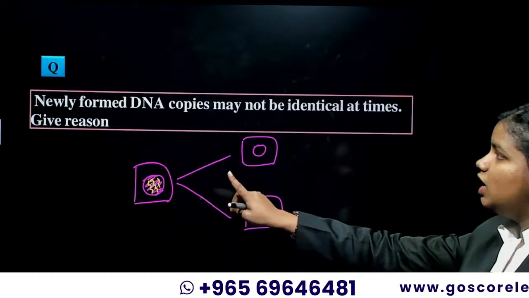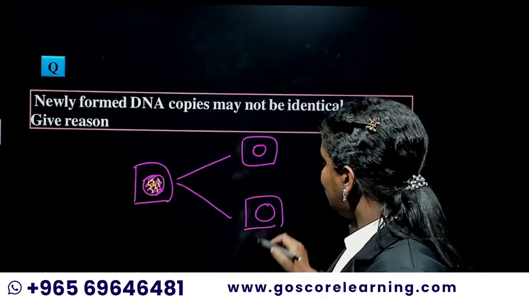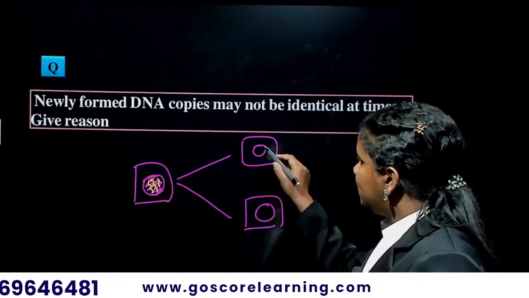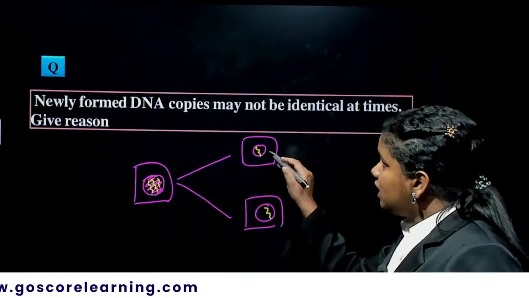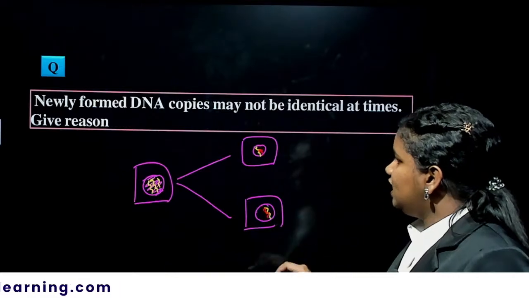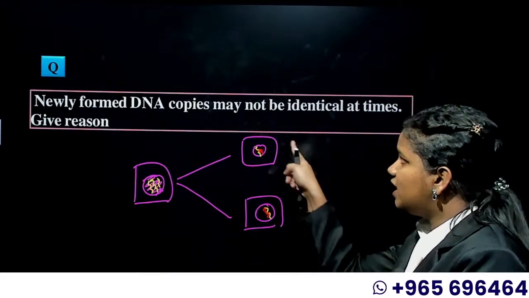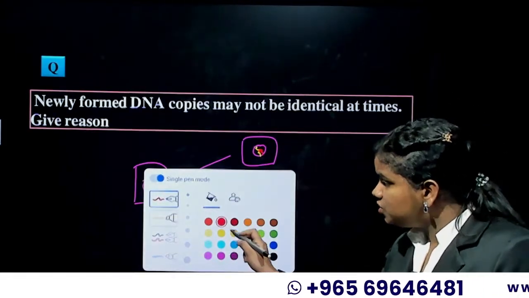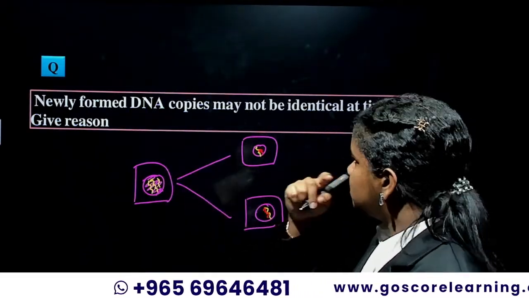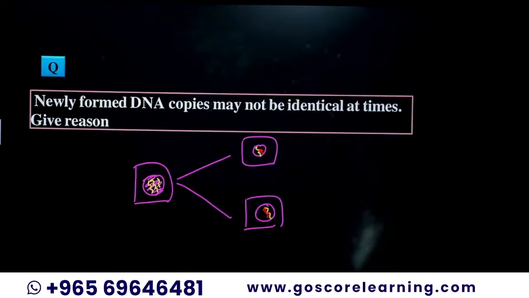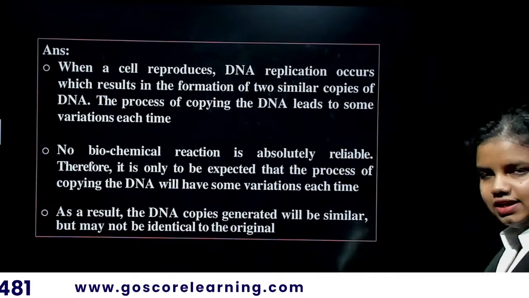But the question is, newly formed DNA copies may not be identical. So how can that happen? When the DNA copying happens in the new daughter cell, the DNA may not be copied exactly equal to the DNA which is present in the parent cell. So there can be differences in the DNA. This red color shown here is actually showing a variation or a difference. So the question is, how come this is happening?